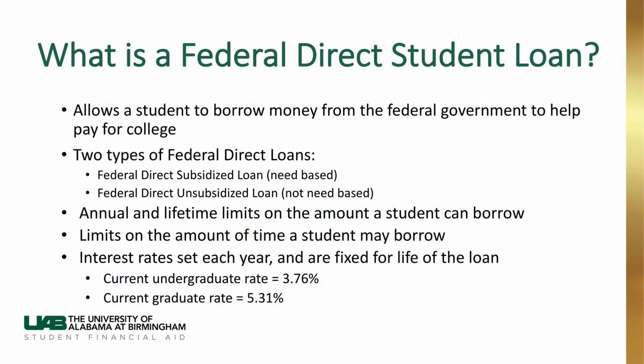If you're in school 6 years and you still haven't gotten a degree, we're going to let interest start accruing and you don't get any more of the interest-free loans. The interest rate on these loans is set every year, and then it's set for the life of the loan. So this year the interest rate for an undergrad is 3.76%. For a graduate student, it's a little more expensive to borrow. It's 5.31%. Okay.